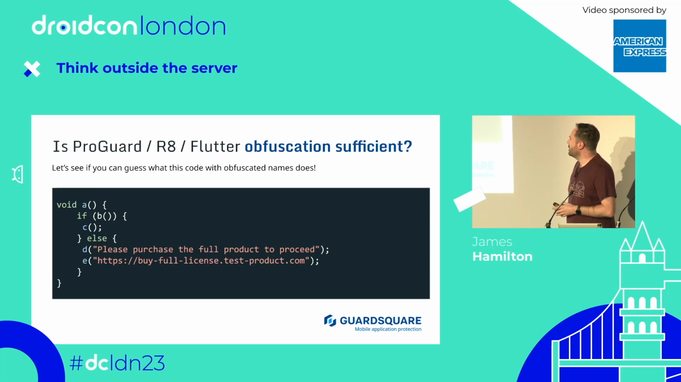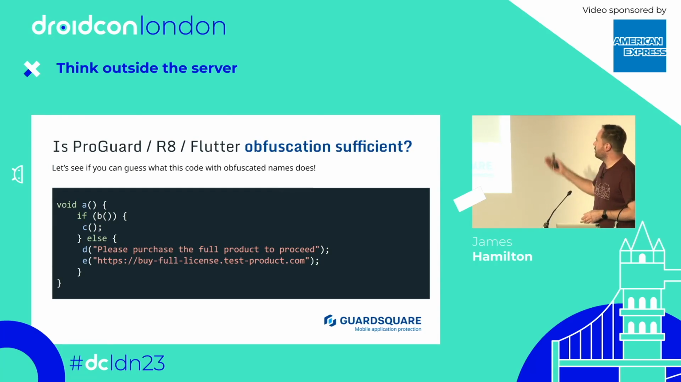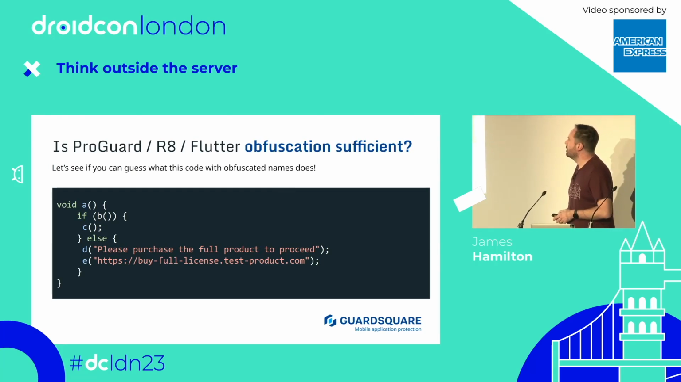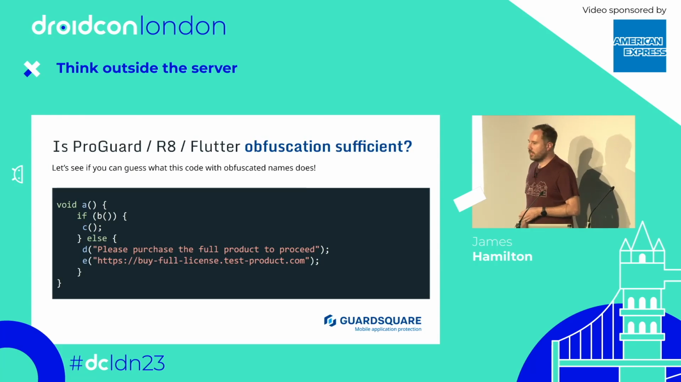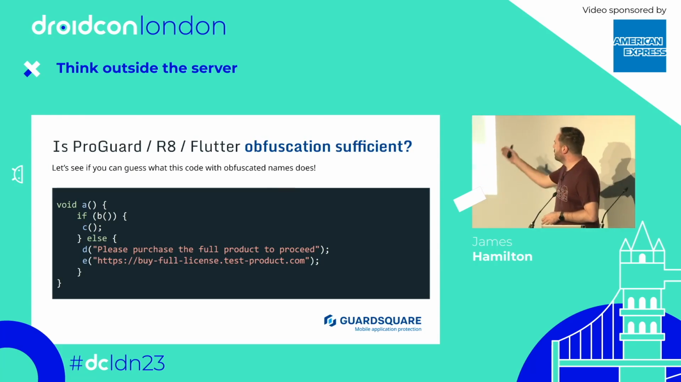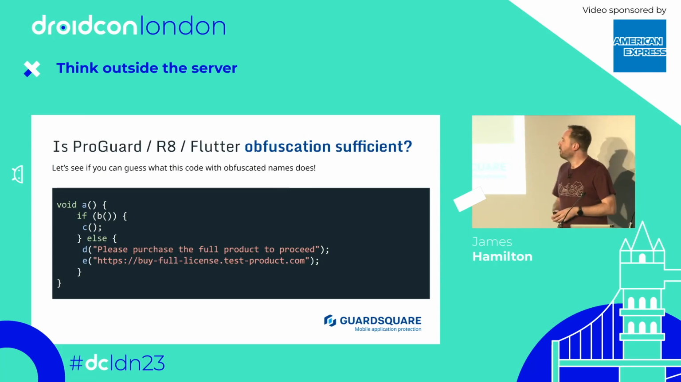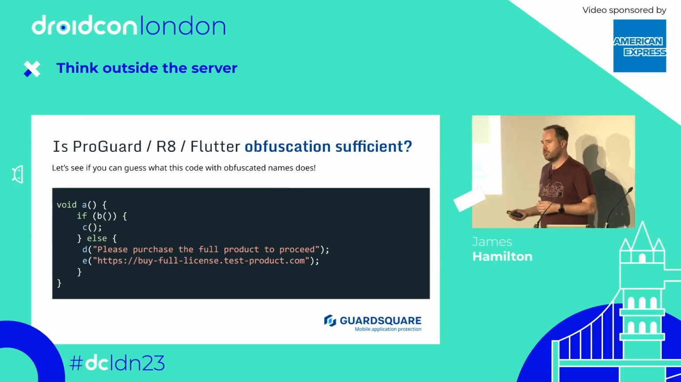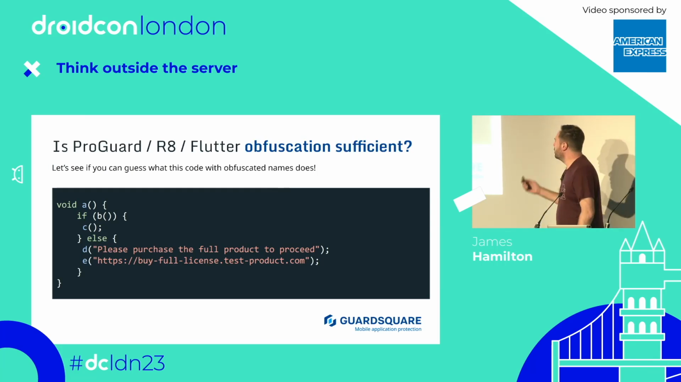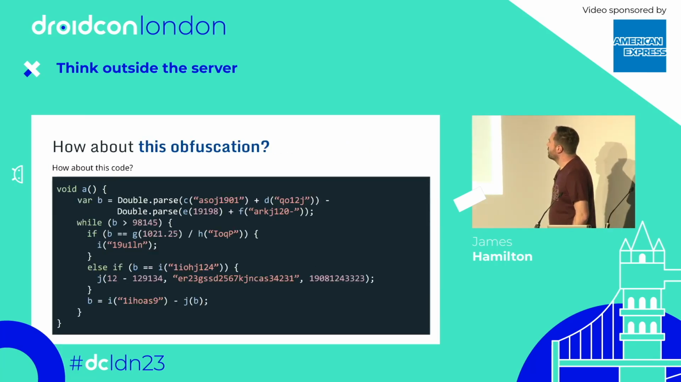We can see exactly what this does because the strings are still there. Even the control flow looks like the original code. There is maybe some license check here. Maybe B is like a check of the license, and if that fails, then you show some message to the user. So normally the default obfuscations are talking about name obfuscation only, not any further advanced obfuscations.